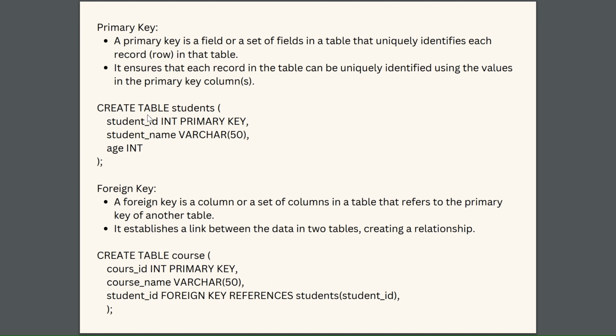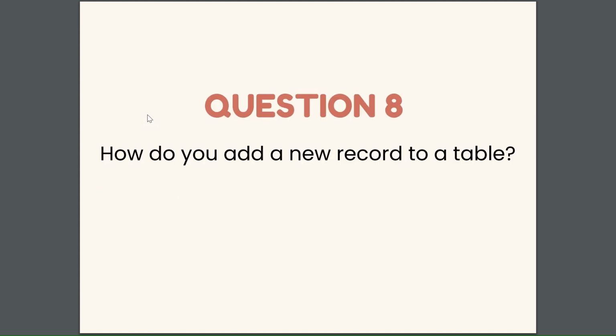So this is how we specify foreign key constraint in a table. Now moving on to eighth question. How do you add a new record to a table?